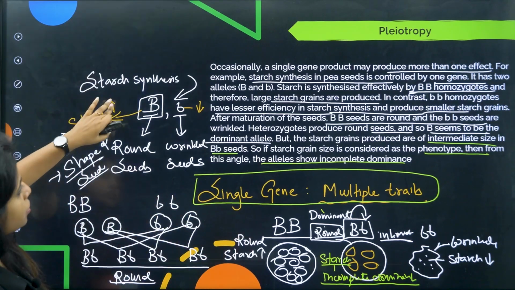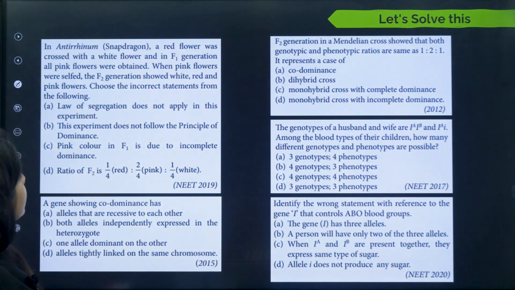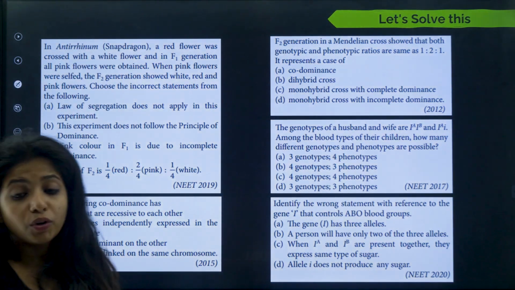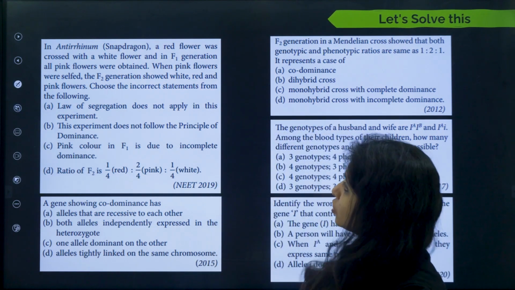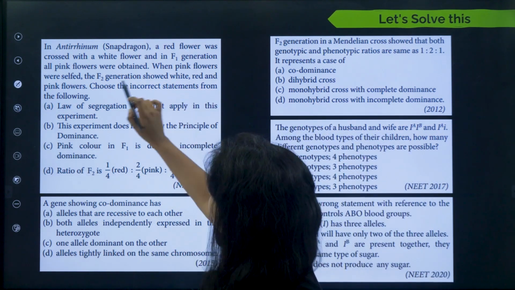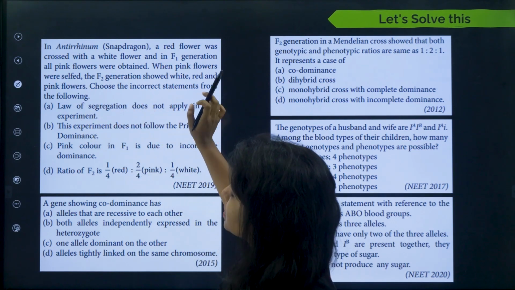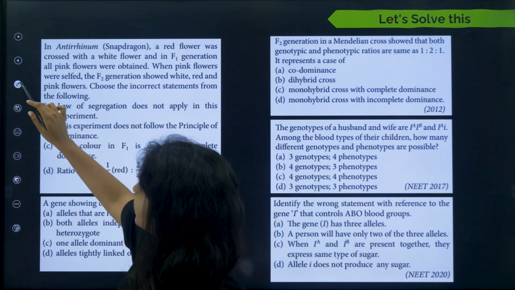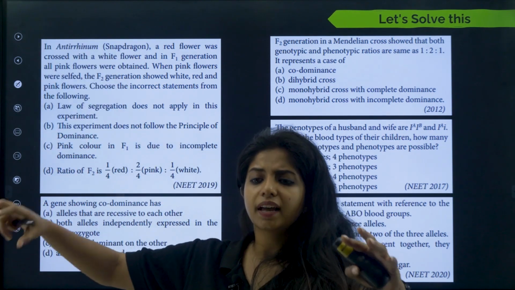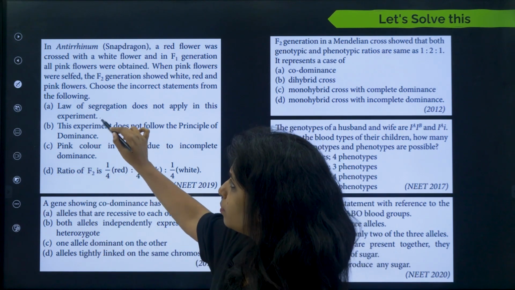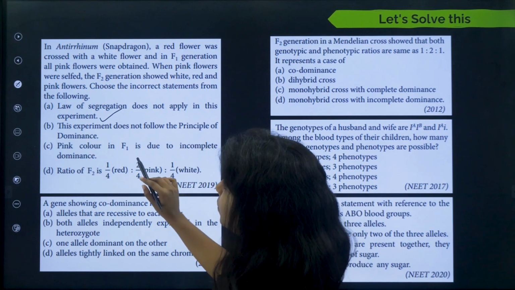Now let's solve the questions which were there. Okay, I have already explained, so we can do the questions over here. In antirrhinum, that is snapdragon, or what do you call it, children? Dog flower. A red flower was crossed with a white flower, and in the F1 generation all pink flowers were obtained. When pink flowers were selfed, the F2 generation showed white, red and pink flowers. Choose the incorrect statement. Law of segregation does not apply in this experiment. Law of segregation definitely applies, which is why you have red and white colors still being formed in the F2 generation. This experiment does not follow the principle of dominance.